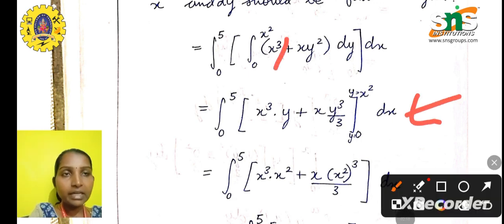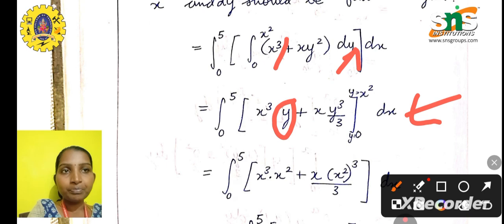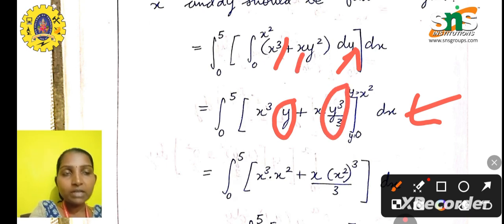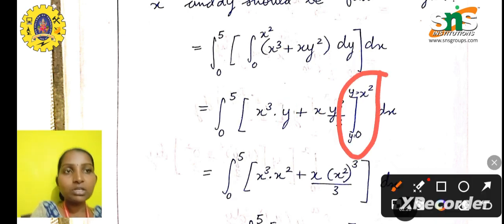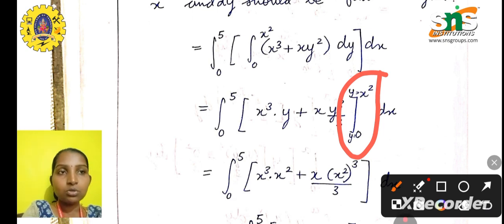You are integrating x cube, which is a constant, with respect to y, which is your variable. So x cube is constant, so you will have y here. And since x is constant, you will integrate y squared. On integrating y squared, you will have y cube by 3. Within the limits, y is equal to 0 to y is equal to x squared. The upper limit should be applied as x squared in place of y, and the lower limit as 0 in place of all y's.